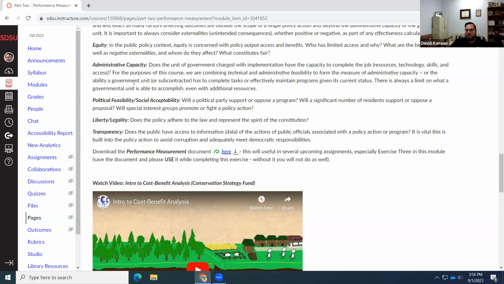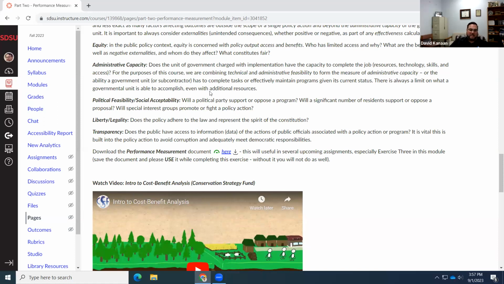Administrative capacity is very important. If you hear some thunder in the background, we rarely get rain here out in Imperial Valley, but we are getting it this Labor Day weekend. And we have thunder, which is very rare. So hopefully I'll get through this and not lose power.